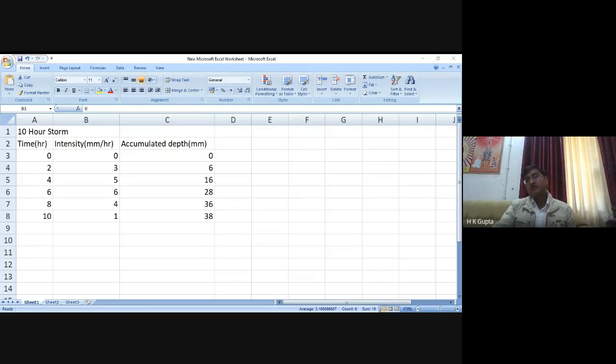Generally in plain areas you can use this formula, but in hilly areas it is not good, because you will get wide variation in the value of rainfall data from one station to another station. Then it is not good to use this thing. Then people go for normal rainfall value.